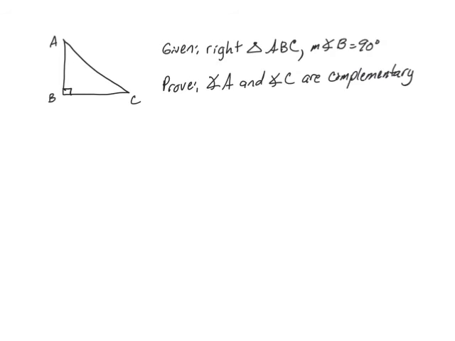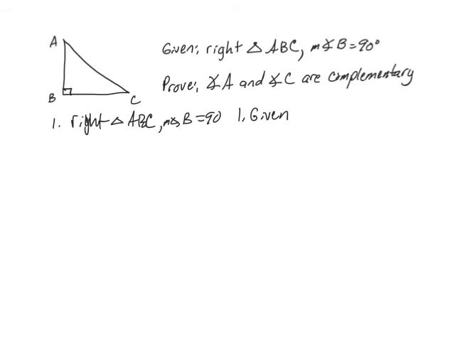All right, we're going to work through one more proof here. And in this proof, we are given right triangle ABC, and we specify that angle B is 90 degrees. We want to prove that A and C are complementary, meaning they add to 90. So we start with our given. Right triangle ABC. That's given. And the measure of angle B is 90 degrees.